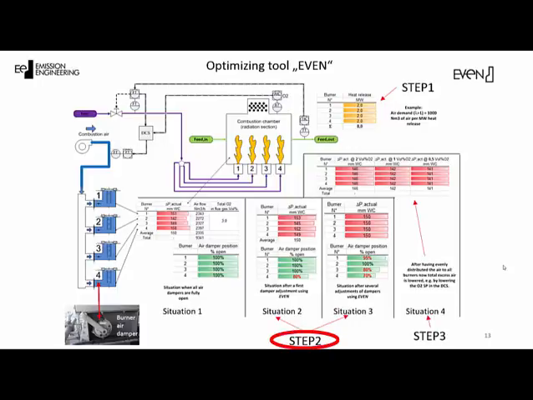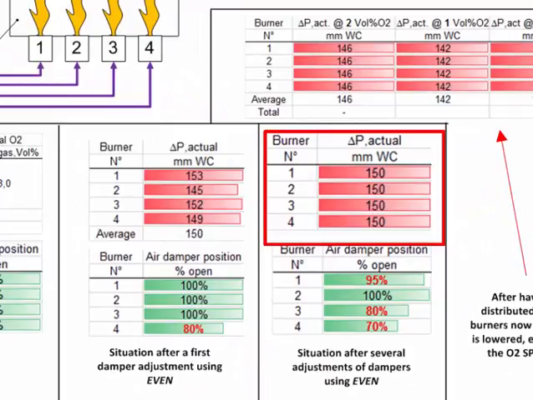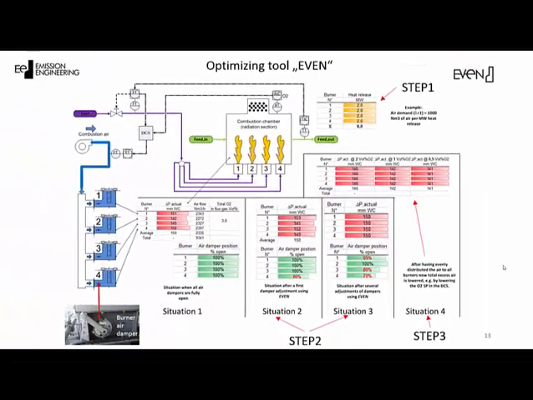Step 2 finishes when all pressure drops are the same. In our example, 150 millimeters of water column. You can see that the air dampers may be different on all the burners. Once this is done, these settings may be suitable for a wide operating range of the furnace, although most likely, if the load is low or very low, they will need to be adjusted again.